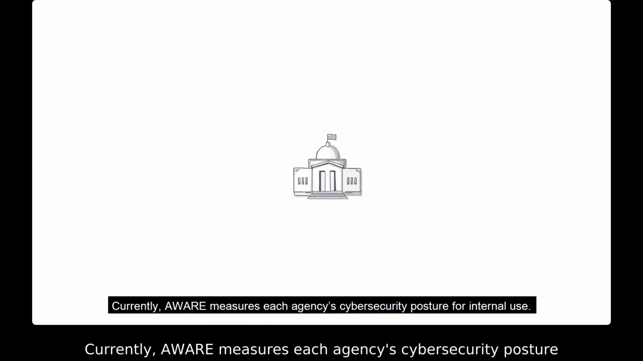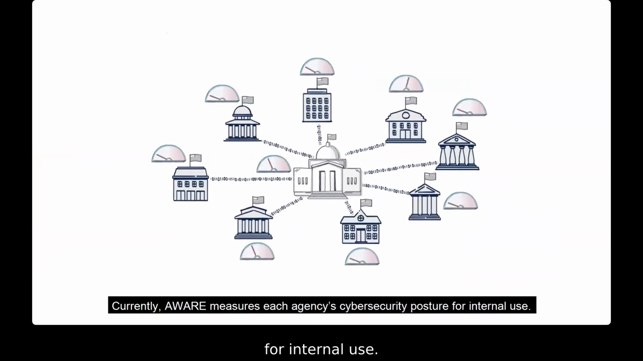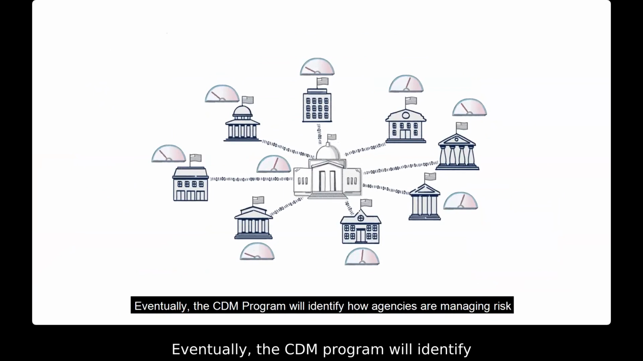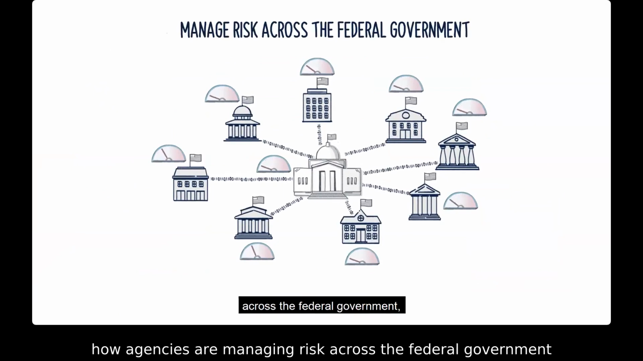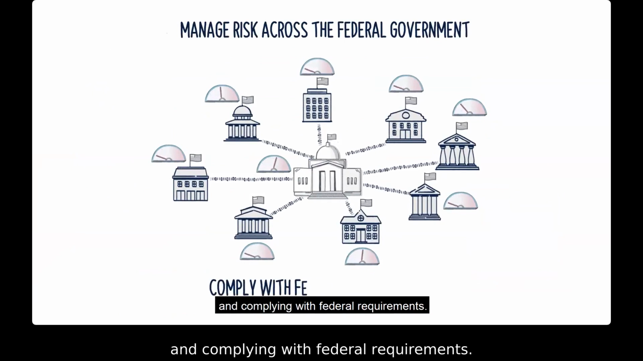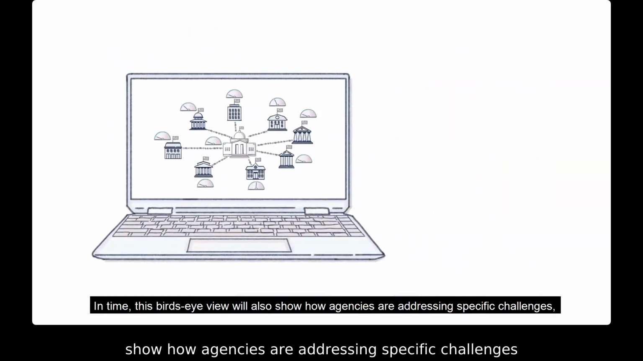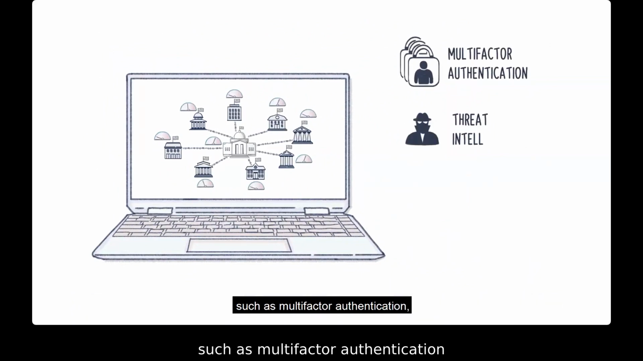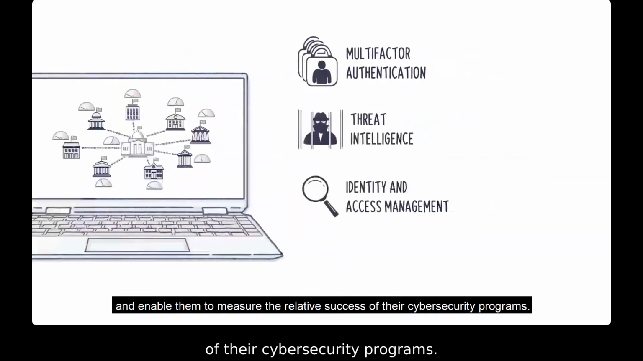Currently, AWARE measures each agency's cybersecurity posture for internal use. Eventually, the CDM program will identify how agencies are managing risk across the federal government and complying with federal requirements. In time, this bird's-eye view will also show how agencies are addressing specific challenges, such as multi-factor authentication, and enable them to measure the relative success of their cybersecurity programs.